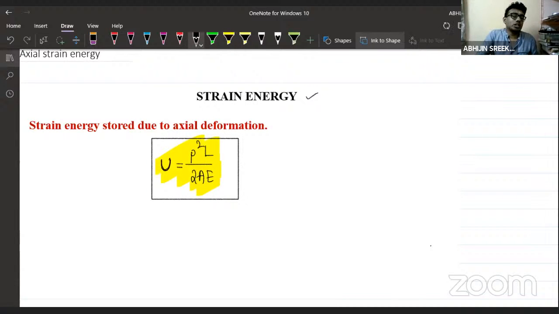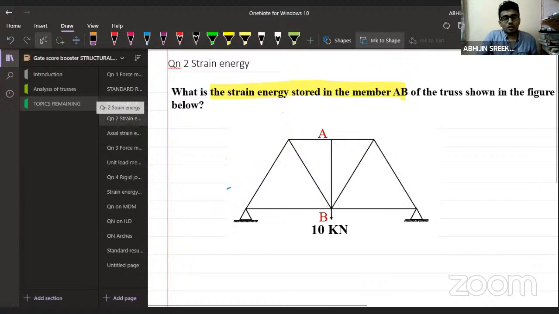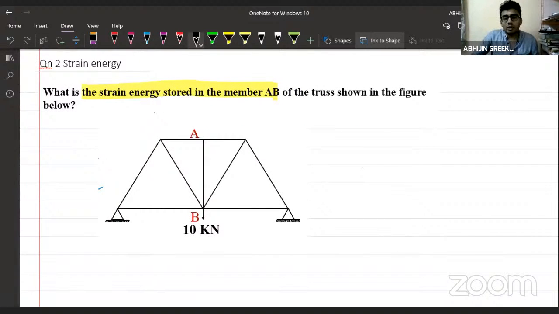So here in this particular question, if you come back to this question, the strain energy stored in this member AB, I'm going to call it UAB, where UAB represents the strain energy stored in the member AB. You know the equation will be P_AB, that is force in member AB, square L divided by 2AE. This is the equation for finding the strain energy stored in the member AB, right?